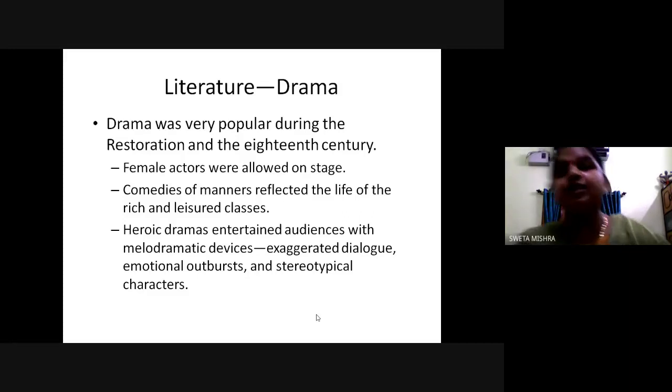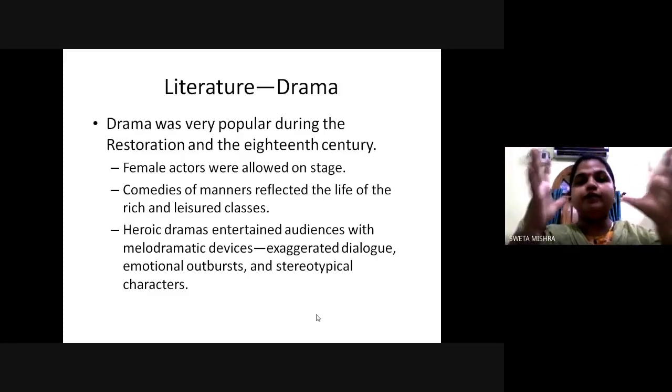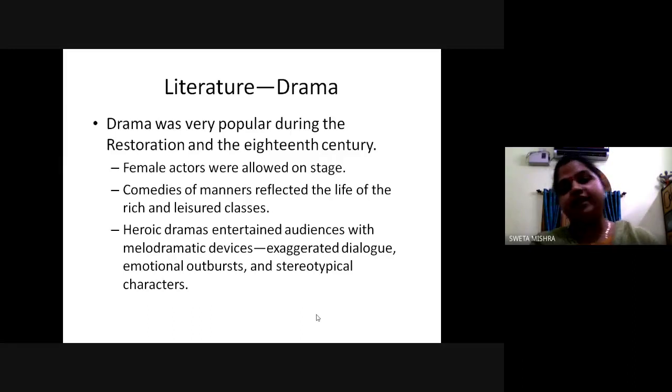What do we mean by stereotypical characters? They are basically biased characters. You stereotype a person when you discriminate between one particular thing, like a male and a female. You try to discriminate between people in terms of gender, bias. That is stereotypical characters. They have a certain norm that if you are a male, you will have to perform like this. If you are a female, you have to perform like this. That is stereotyped. You cannot go beyond. You don't have that freedom. So you will find that the heroic dramas really entertained the audiences.